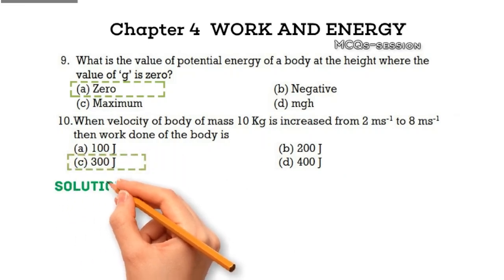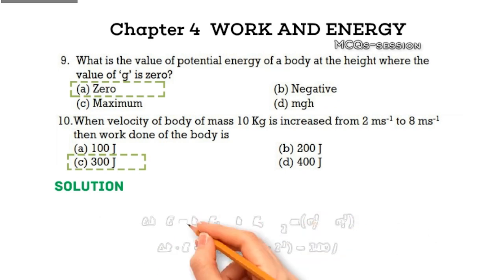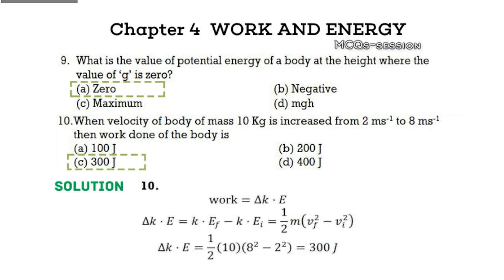300 joules. Explanation: work done is equal to the change in kinetic energy. The difference in kinetic energy calculated between 8 and 2 meters per second is 300 joules.